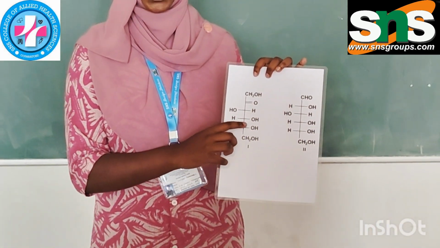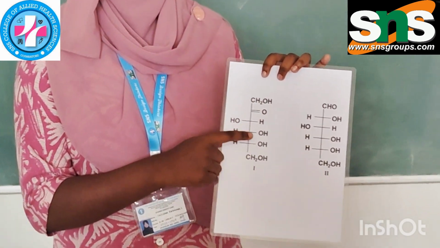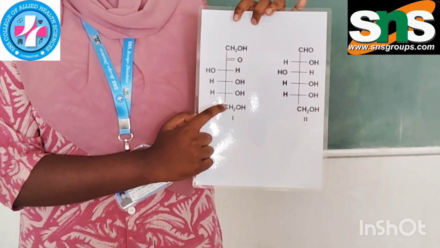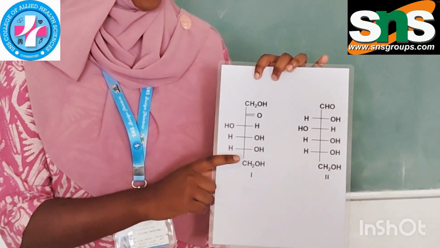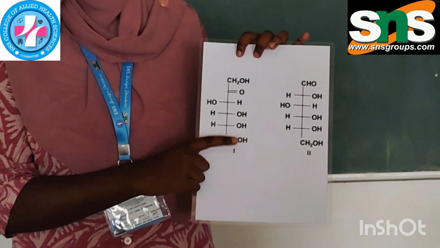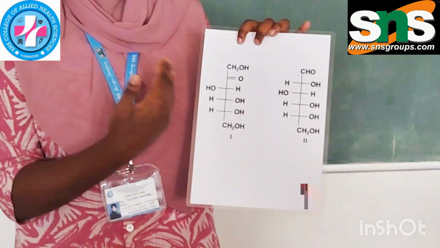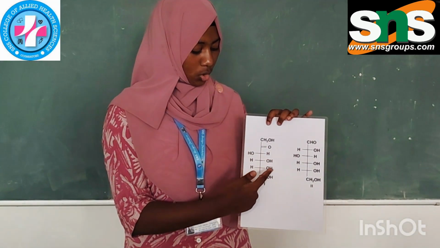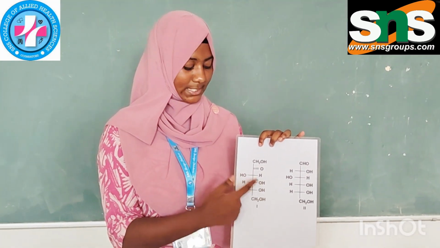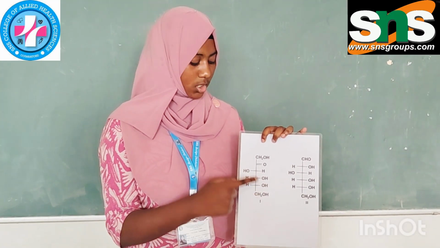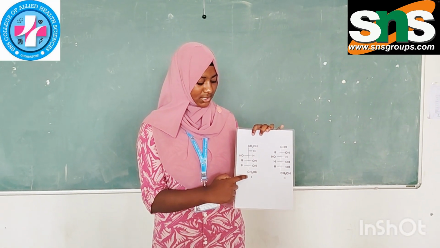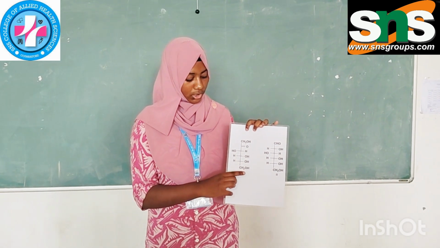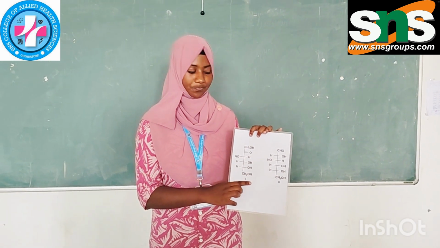For the second step of identification, we consider the number of carbon atoms. We have 1, 2, 3, 4, 5 and 6 carbon atoms, so this is a hexose structure. For the final step, we consider which side the OH is located, attached to the chiral carbon. OH is attached to the right side, which means this is a dextrorotatory structure. Summing up all the identifications, I identify this as the fructose structure, a dextrorotatory keto hexose.